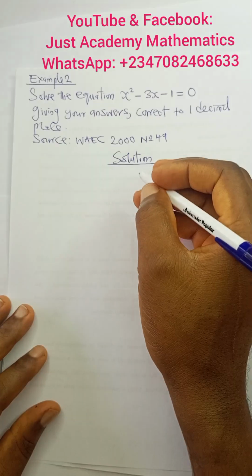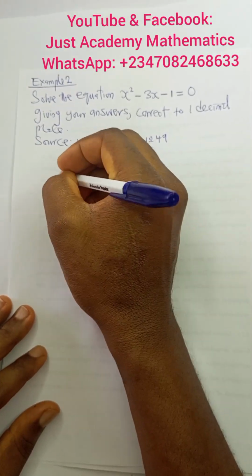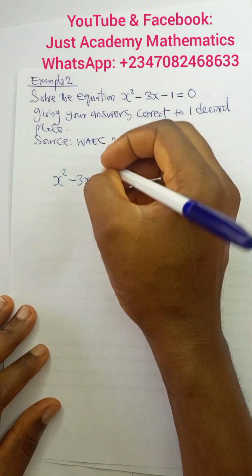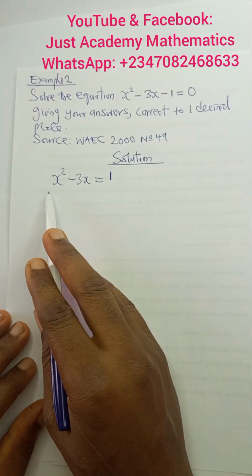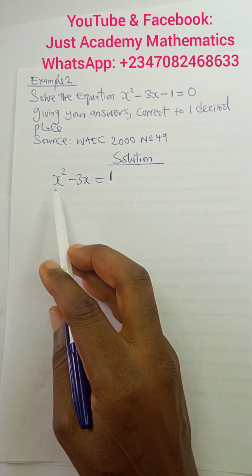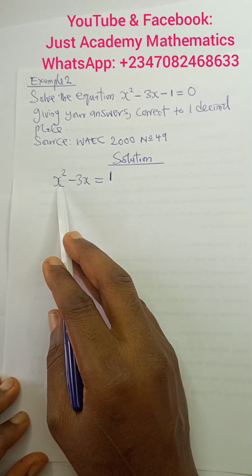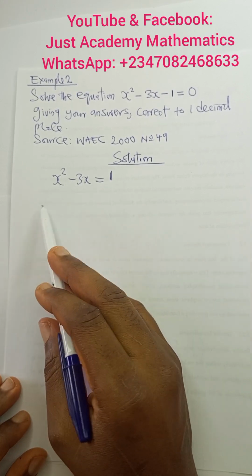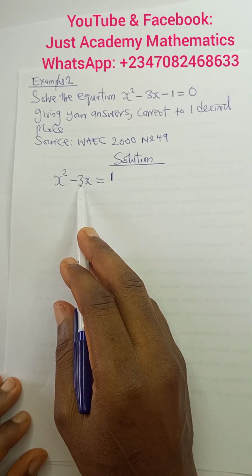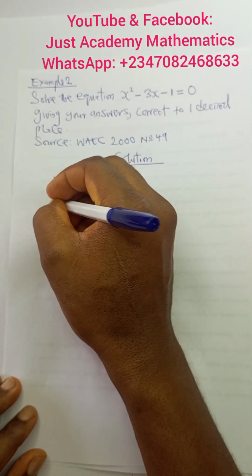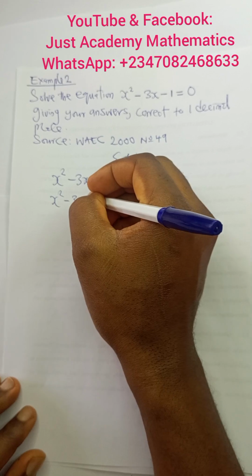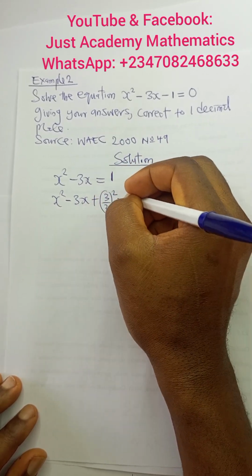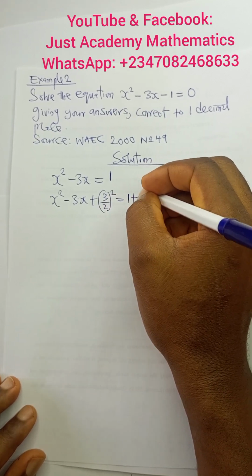But let's see, if we apply the procedure again, we have that s squared minus 3s equals, you move this constant to this side, you have 1. Then the next thing is to divide through with the coefficient of s squared. The coefficient of s squared here is 1. Divide this with 1 will give you the same thing. So we move to the next step, which is to add half of this to both sides and square it. So we have that s squared minus 3s plus half of 3, which is 3 over 2 squared, equals 1 plus 3 over 2 squared.